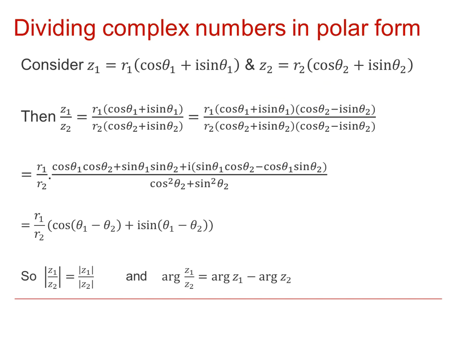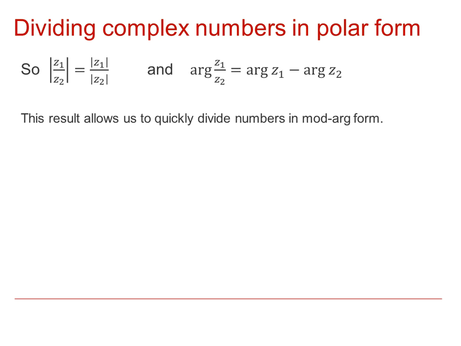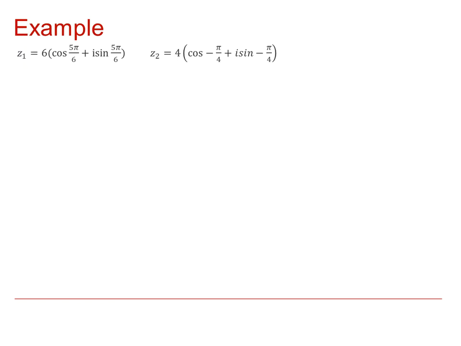So what's happened is that we've divided the moduli of the two numbers and we've subtracted the arguments, which gives us a nice simple way of doing division. Now, if you remember, of course, when you were multiplying, you multiplied the moduli and you added the arguments. Here, the complete opposite. Dividing, you divide the moduli and subtract the arguments. So now I'd like to look at that in a numerical example.